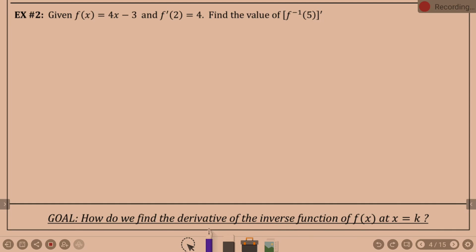Now, I'm going to start with our formula from above, and then we'll do some filling in. Our formula from above was f inverse prime of x equals 1 over f prime of f inverse of x. That's the formula we're using, so to speak.